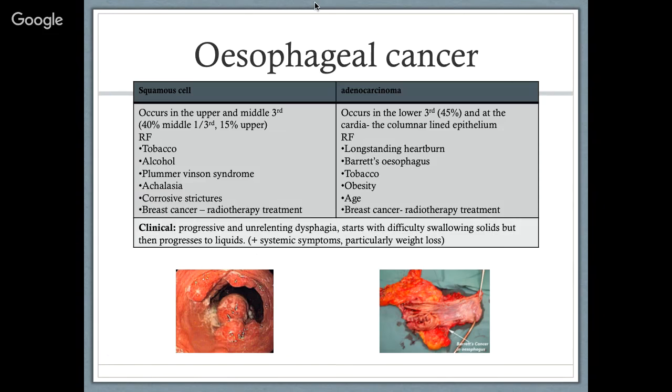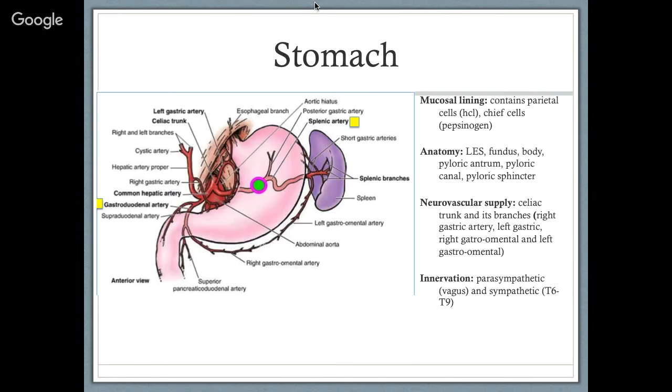And with any cancer, if they have the systemic symptoms like fever, night sweats, weight loss, that's also a red flag for malignancy. I'm not going to labour the anatomy of the stomach too much, just have a look over this slide if you want to revise, or however you like to revise anatomy. But we'll move on to gastritis.